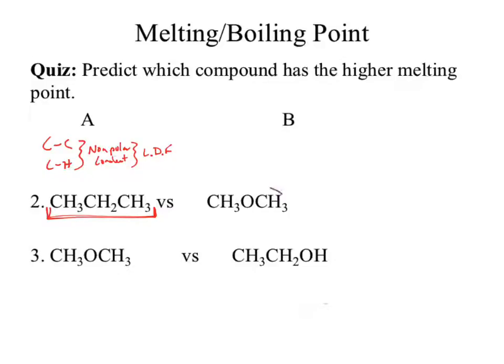We then do the same analysis with the second compound. We still have carbon to carbon and carbon to hydrogen, both of which are nonpolar covalent bonds, which then take us down to London dispersion forces. Have we addressed all of the bonds in 2B? What bond are we missing? In 2B, where's the OH?